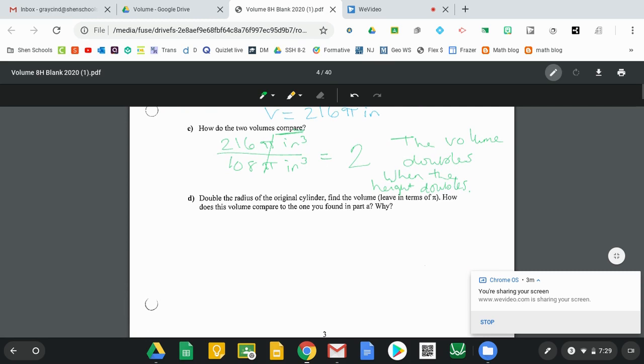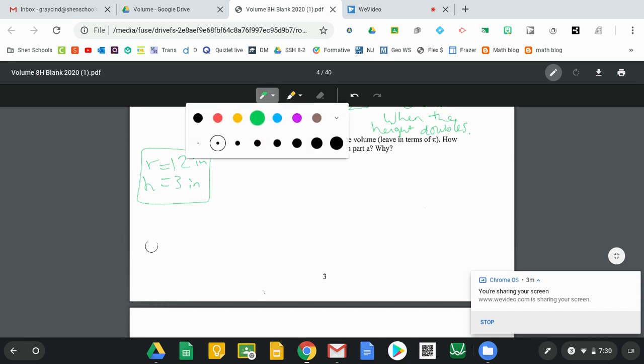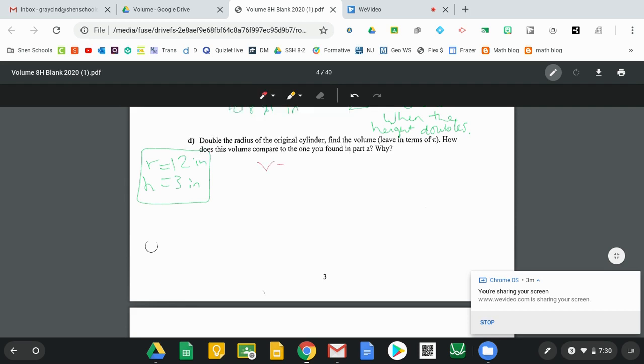Now the next one is asking us to double the radius of the original cylinder. So the radius of the original cylinder was 6. Now we're going to double that, and we're actually going to use a radius of 12. We're going to keep the original height of the original one in letter A, which was 3. And these are inches. So these are the dimensions we're going to plug into our formula. So volume equals pi r squared h.